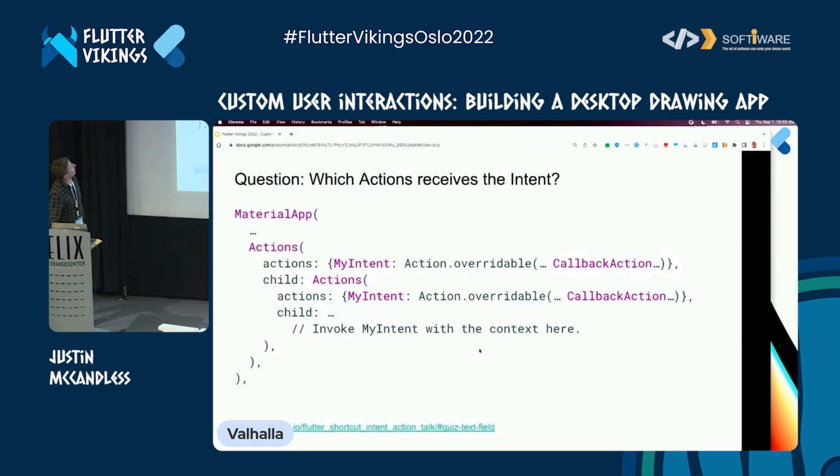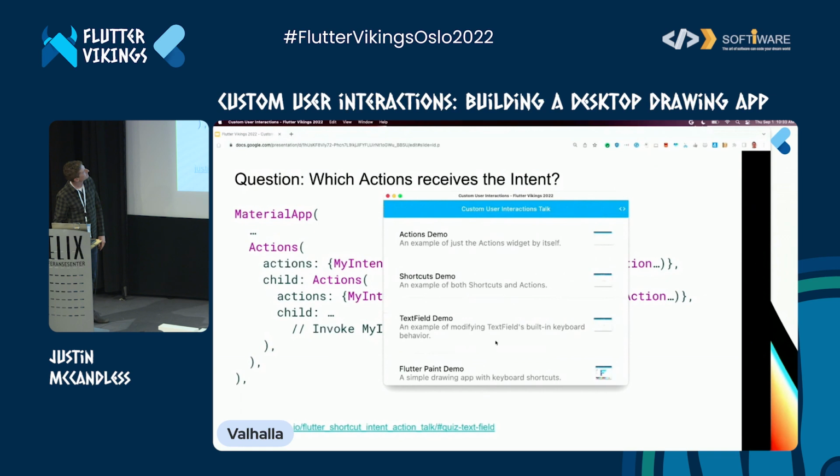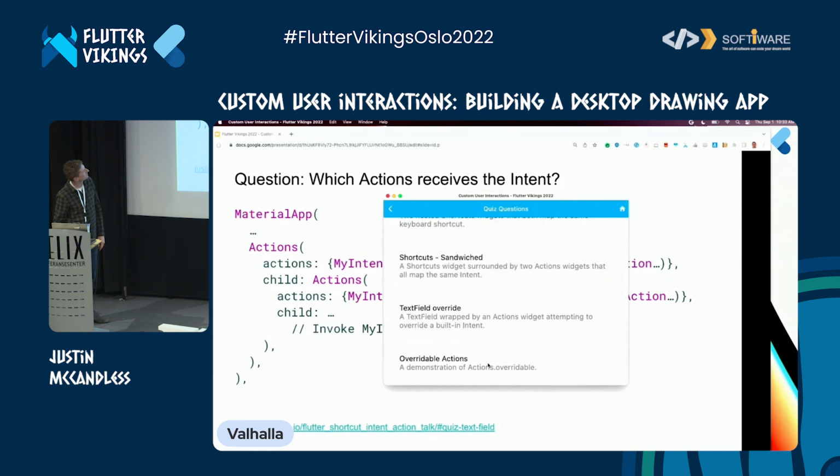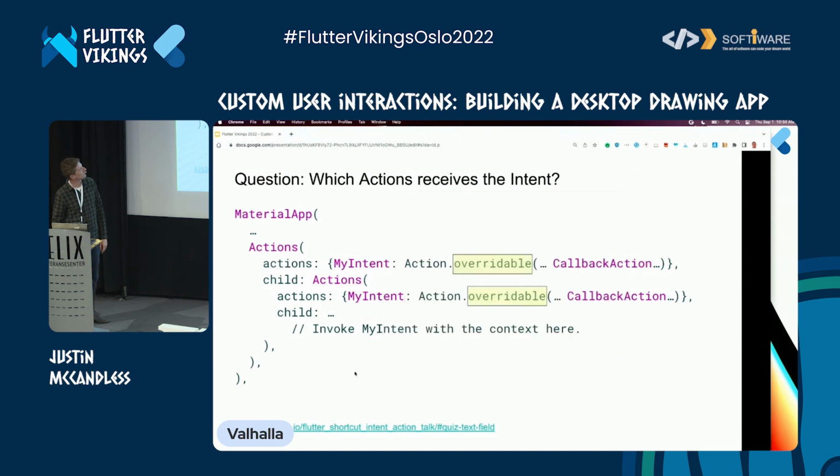All right. So question about actions.overridable. Here we've got two nested actions widgets, both using actions.overridable. And my question is, what's going to happen when we do that? So let me set that up while you guys think about it again. And I guess this is our last quiz question, so you guys can relax after this one.